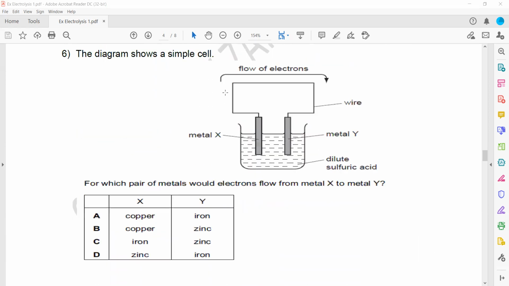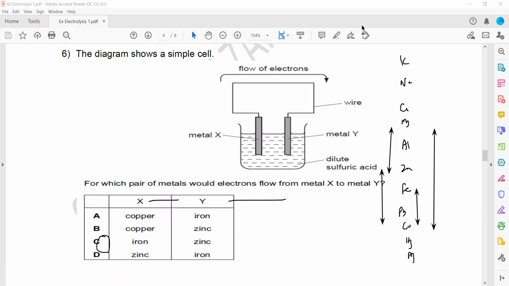The diagram shows a simple cell. Which pair shows the movement? Always electron moves from more reactive to the less reactive. So the movement is made from metal X to metal Y. So metal X should be more reactive. So when we check the reactivity, zinc is more reactive than iron. So metal X should be zinc and metal Y should be iron. So electron can travel from more reactive to less reactive.